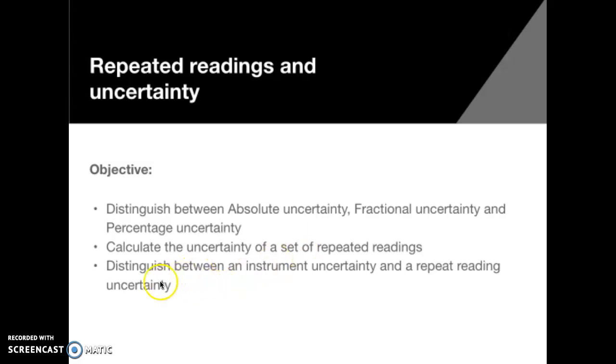You're also going to learn how to distinguish between an instrument uncertainty and a repeat reading uncertainty. That is, the uncertainty of your instrument and the uncertainty that happens because you're taking an average. It will make more sense once you actually do it.